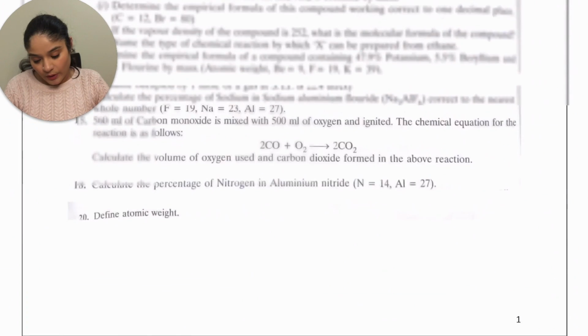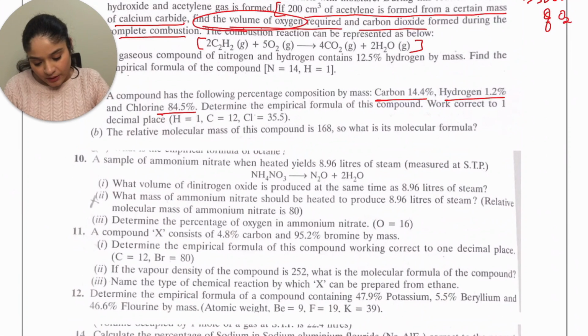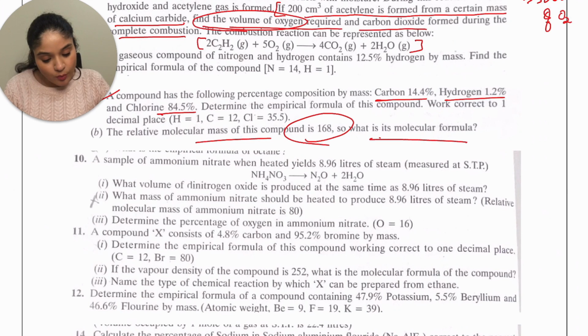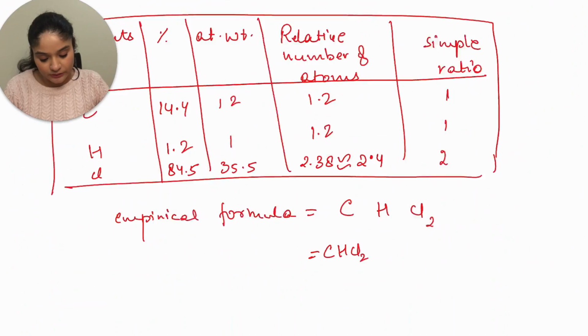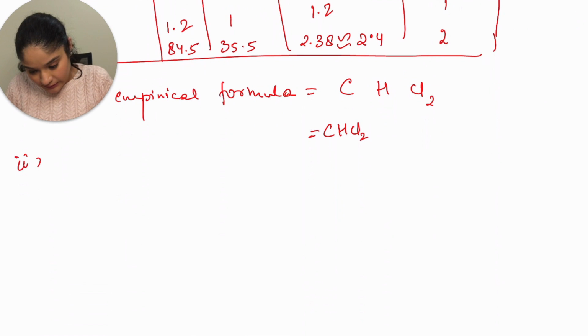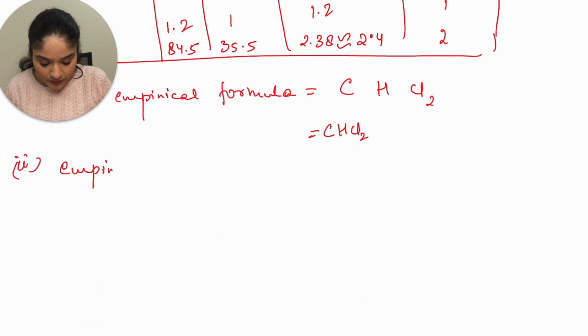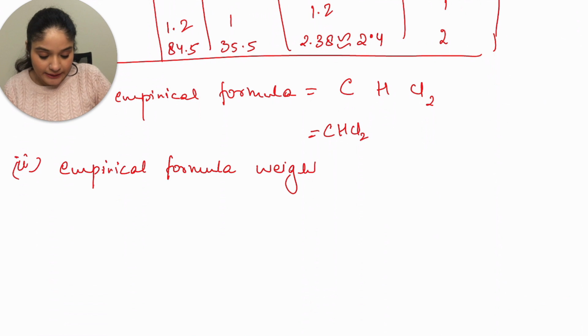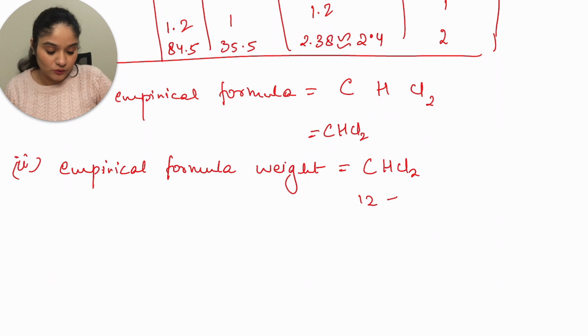What is question 6 second part saying? It says the relative molecular mass of this compound is 168. So what is the molecular formula? Okay, this is interesting. So let's calculate it. So this is the second part. Now empirical formula weight. First we'll find that. So what is the empirical formula? CHCl2. So that means 12 plus 1 plus 35.5 times 2, which is 71.